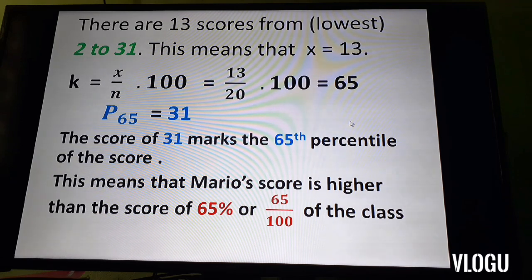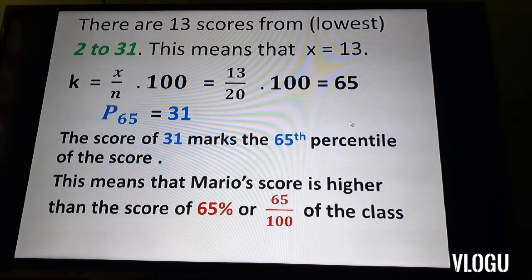So, mas lamang siya sa score. Yung 65% na kaklase niya ay mas umungos pa po siya doon. Which is, ang kanyang score is equivalent to 31. And therefore, Mario got the score of greater than 65% among his classmates.